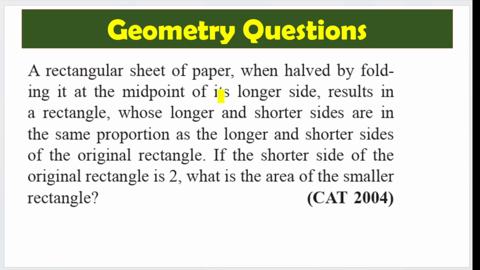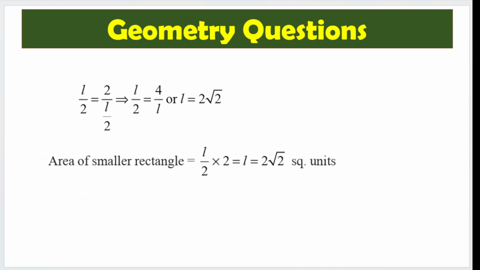Hi friends, here is another problem which is very verbose but very easy. A rectangular sheet of paper, when halved by folding it at the midpoint of its longer side, results in a rectangle whose longer and shorter sides are in the same proportion as the longer and shorter sides of the original rectangle. If the shorter side of the original rectangle is 2, what is the area of the smaller rectangle?